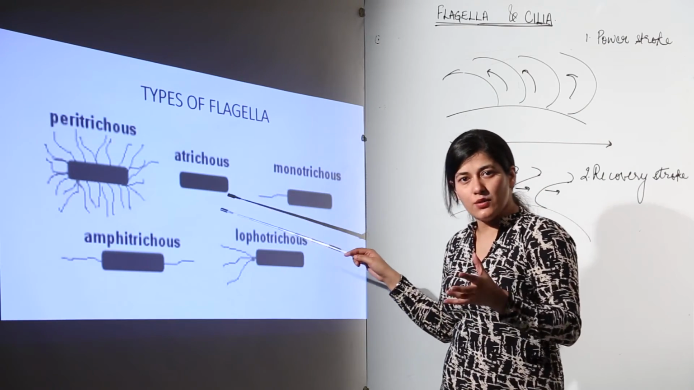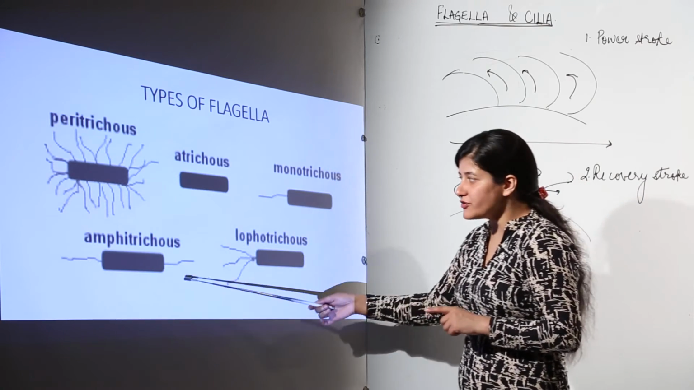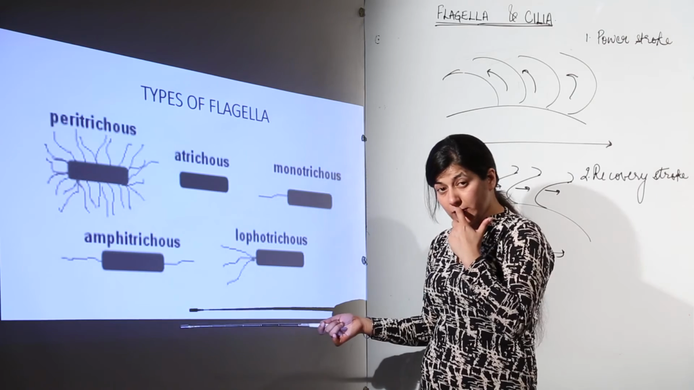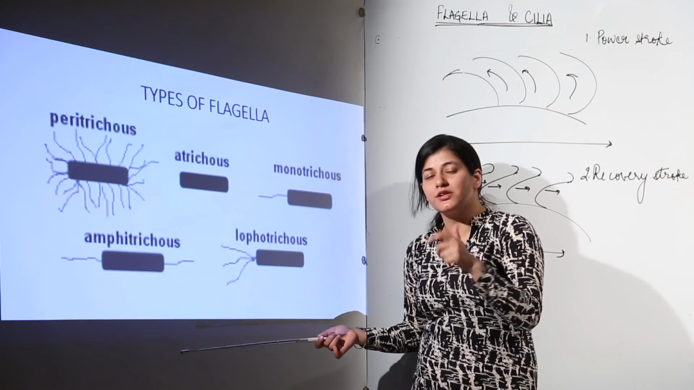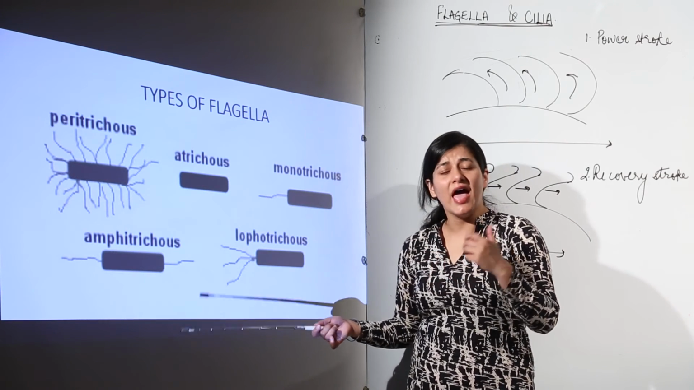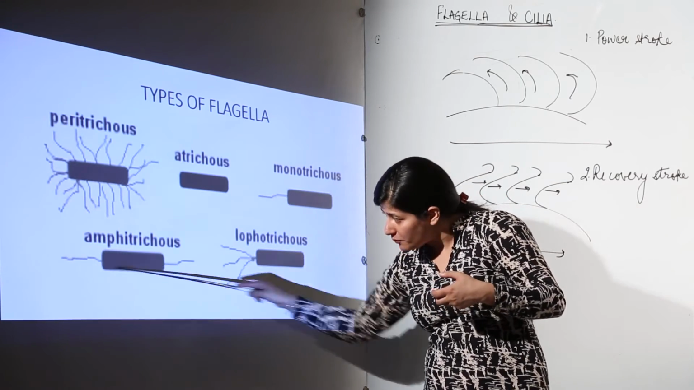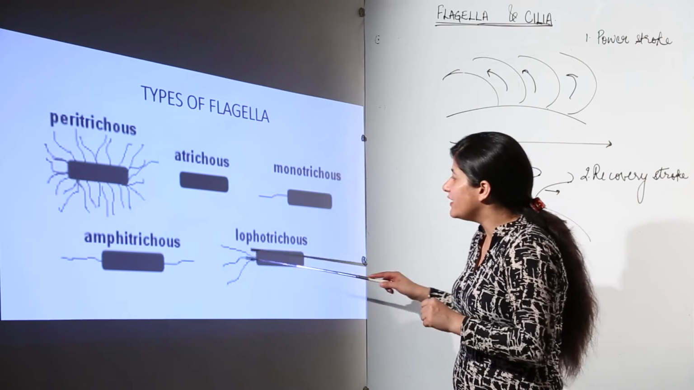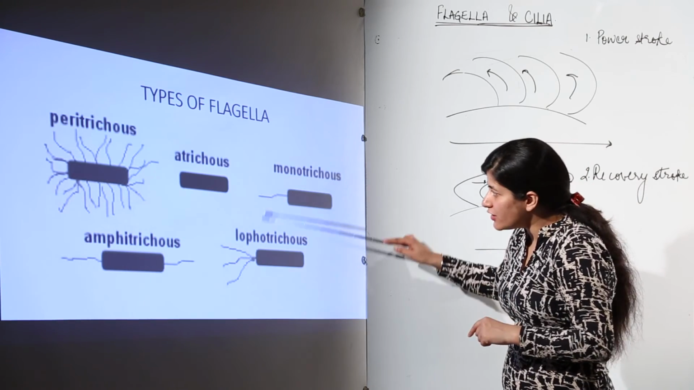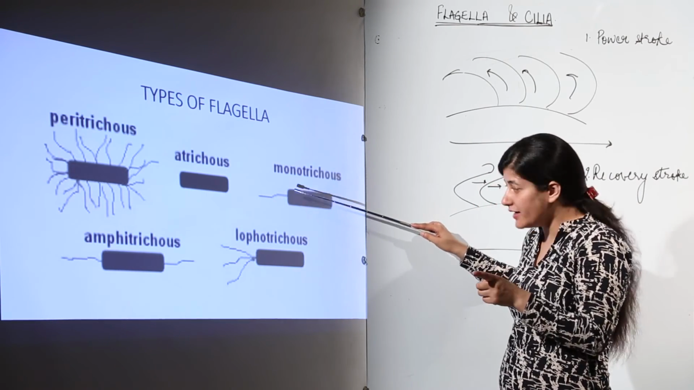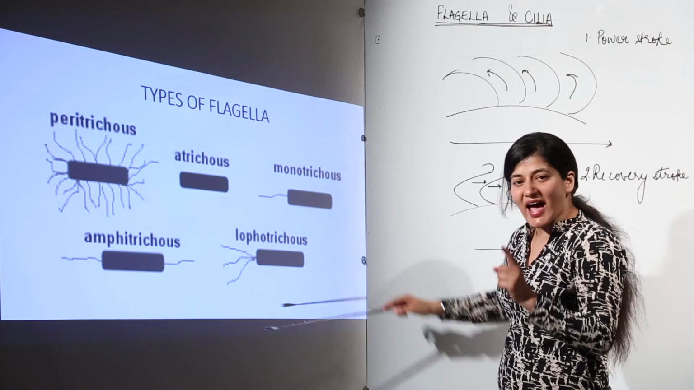Atrichous represents the cell which does not have any flagella. Monotrichous would have one flagellum. Amphitrichous: amphi means both, as we use in the word amphibian, which can survive in both terrestrial and aquatic conditions, or ambidextrous, somebody who can use both hands. So amphitrichous has flagella at both ends. In the case of lophotrichous, at one end there could be two or more flagella. So instead of one, as in monotrichous, lophotrichous is the condition where we have many flagella located at one end.